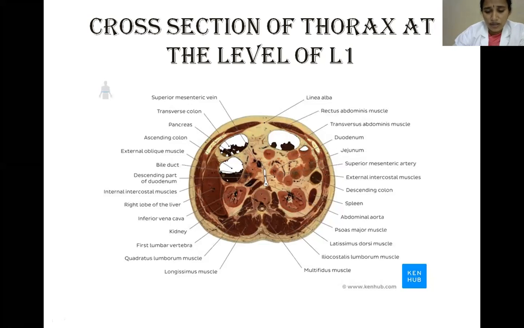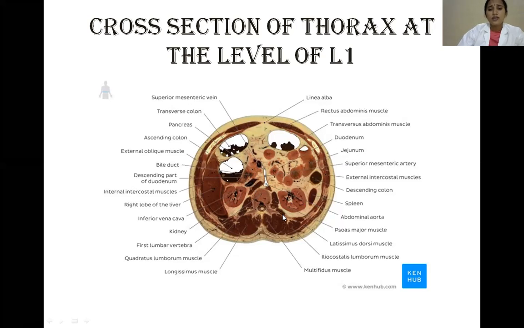So at the level of the L1 vertebra, mostly you are going to see the different viscera. What are the viscera visible here? The small coils of small and large intestine, the corresponding kidneys, spleen, liver, along with the abdominal aorta, inferior vena cava, superior mesenteric vein, superior mesenteric artery, pancreas.